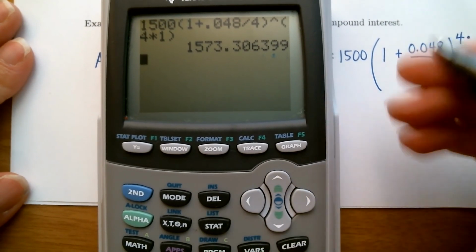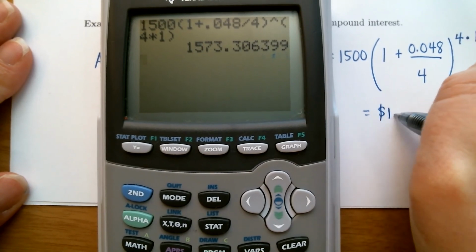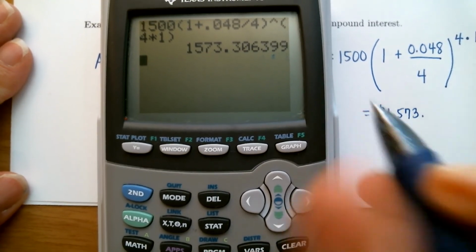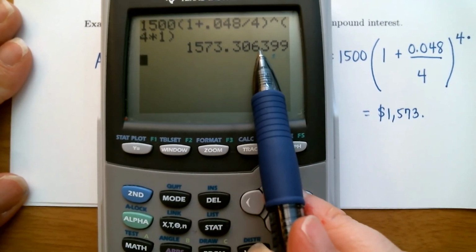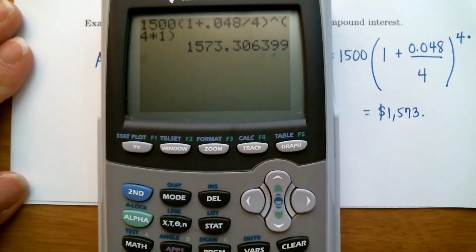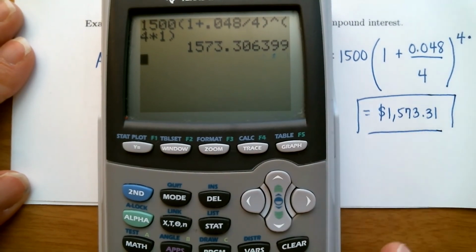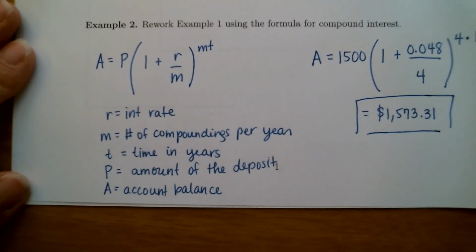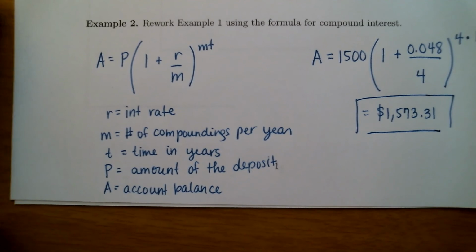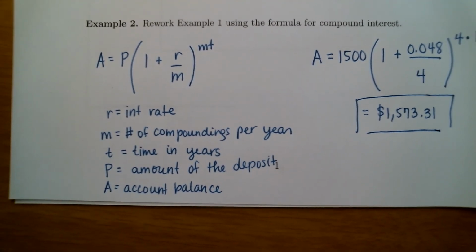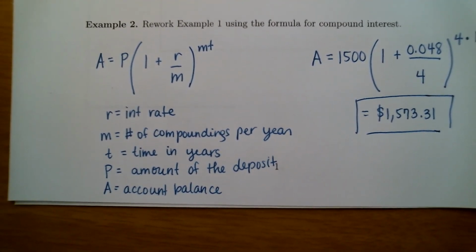So we're going to have $1,573, and we have 30 cents, but the number after the 0 is a 6, so we need to bump it up to 31 cents. And that's exactly what we got when we mapped out the problem in example 1. Okay, so now we will switch gears and look at this as an annuity.